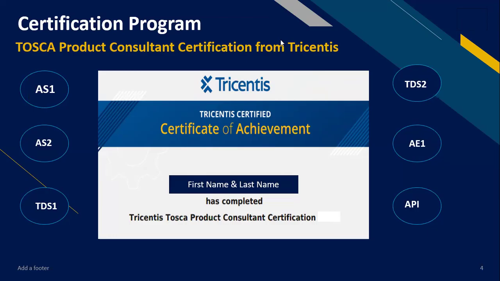What is AE1? So the certifications are automation specialist level 1, automation specialist level 2, test data specialist level 1, test data specialist level 2, automation engineer level 1, and API. So the institute will give the guidance on how to get certified, right?